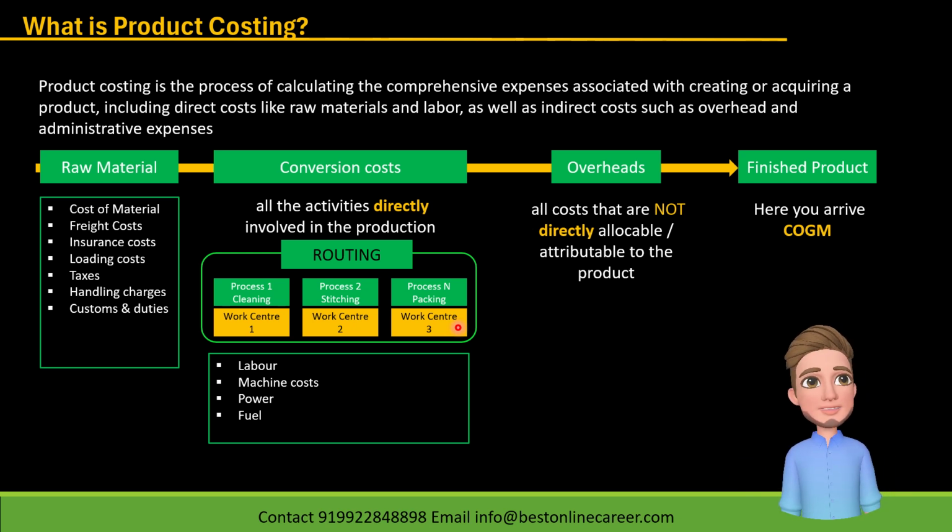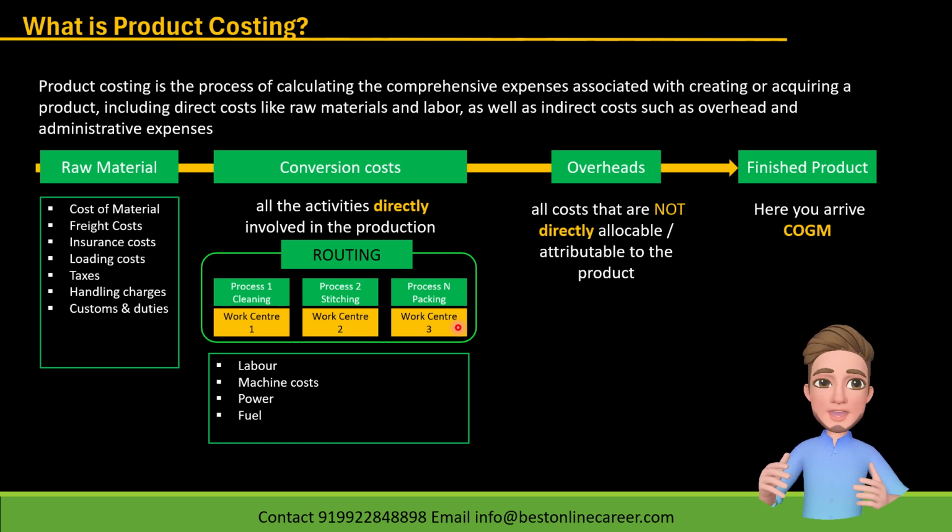Now, in each of these work centers, you typically have a similar set of cost types. One is you definitely apply labor, then you apply machine costs, the cost of the machine that you operate there, power, fuel, water, other expenses, whichever way you want to categorize. So, in a way, conversion cost deals with all activities that are directly involved in producing the particular product.